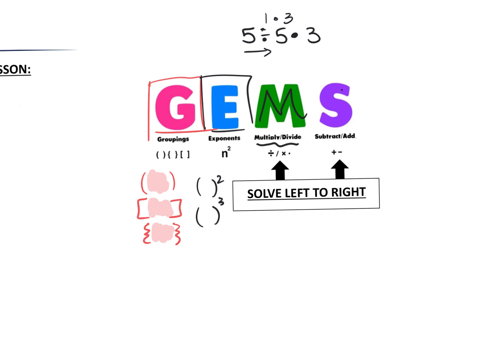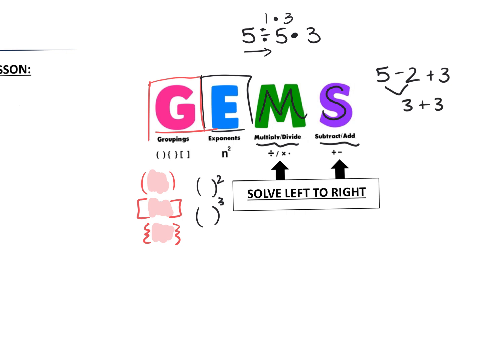And then finally we have the S, which is subtract and add. Again, adding and subtracting go together. It's left to right, whatever comes first. So if I have 5 minus 2 plus 3, I need to do 5 minus 2 first, and then I can add the last 3 in the back.